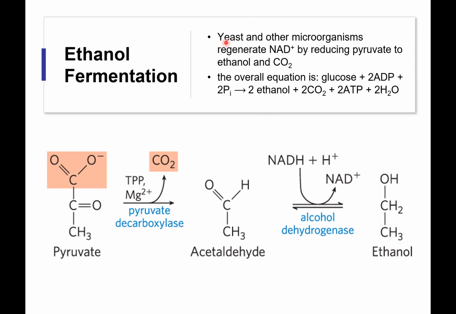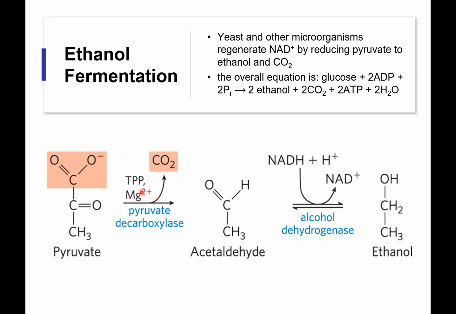Well, a big one is yeast. Yeast is used in the making of beer and wine. And this also regenerates NAD+, but it does it in a different way than lactate fermentation. It actually takes pyruvate and decarboxylates it. So notice in this case, we're going from a 3-carbon molecule ultimately to a 2-carbon ethanol. Right away we go to a 2-carbon molecule, which is acetaldehyde. So CO2 is released at this point.